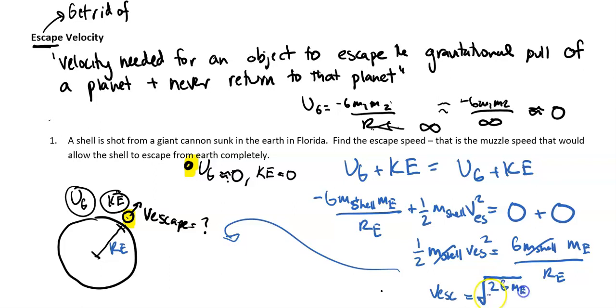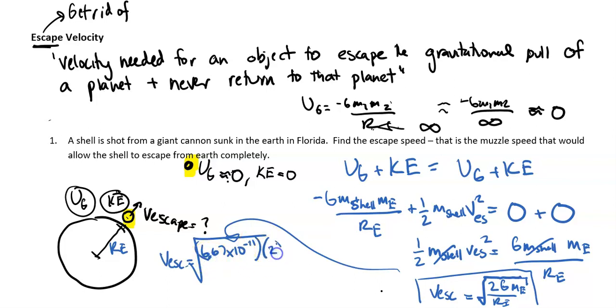2G mass of Earth over radius of Earth. So that is my general equation for V escape. Let's go ahead and plug in some numbers just to see what it is on Earth's surface. So G is going to be 6.67 times 10 to the negative 11.